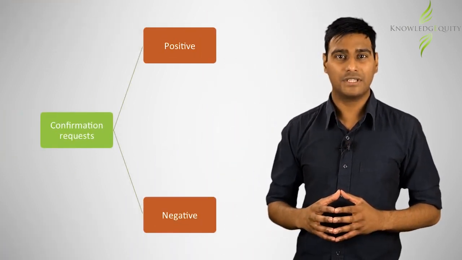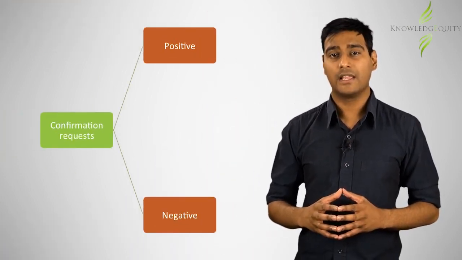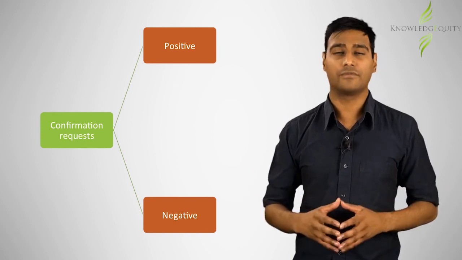To recap, external confirmation requests are commonly used as tests of detail. There are two types of external confirmation requests, namely positive and negative confirmation requests.